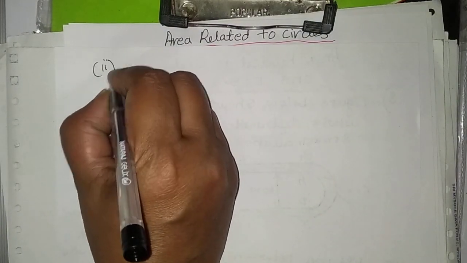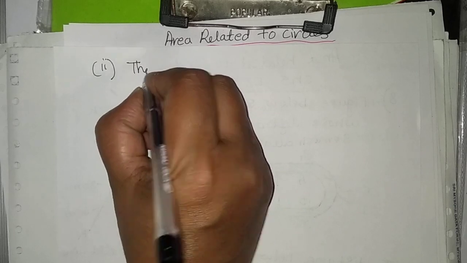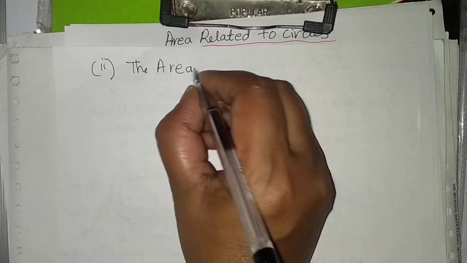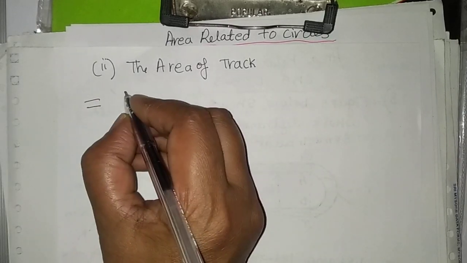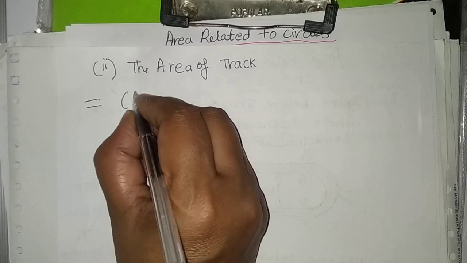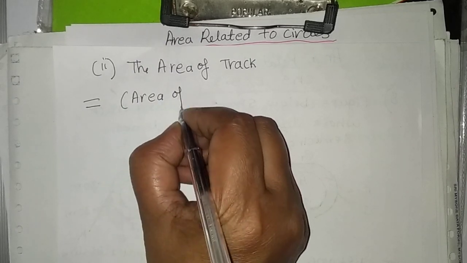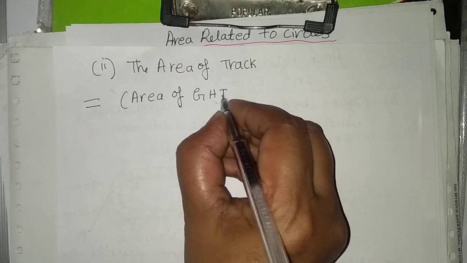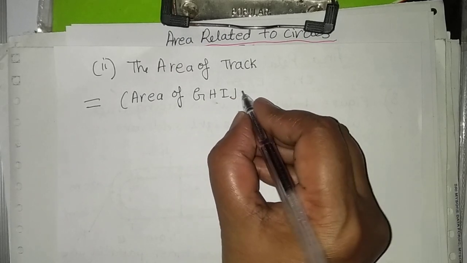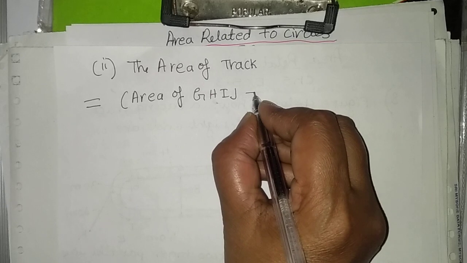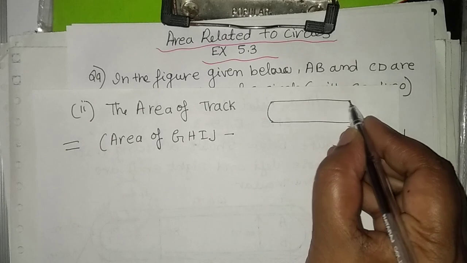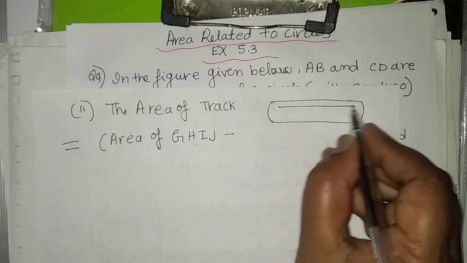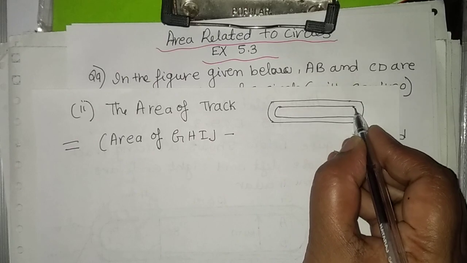the area of the track, that is the second part of the question. We finished finding the first part of the question. So what is the area of the track? For this, the area of GHIJ, I'll write down once again. This is the track roughly, and this is the inner.